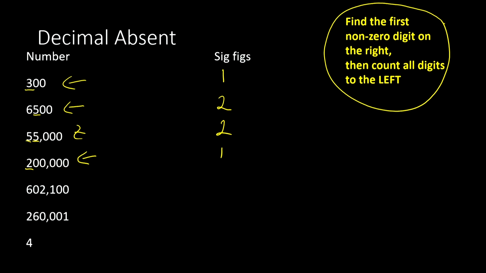In our next number, we'll start with the 1, the 2, the 0, and the 6. That gives us a total of 4 significant digits. Next number, we'll start with the 1, 2, 3, 4, 5, 6. That means that we have 6 significant figures in this number. And number 4 gives us 1. So this is our rule when there is no decimal point present: we underline the first non-zero digit on the right-hand side, and we count all the digits to the left.